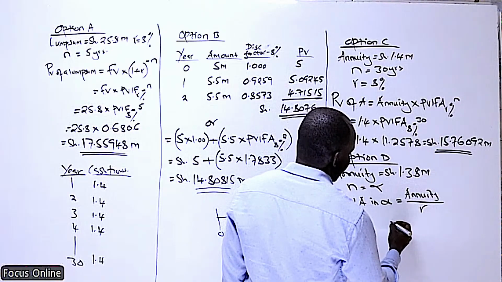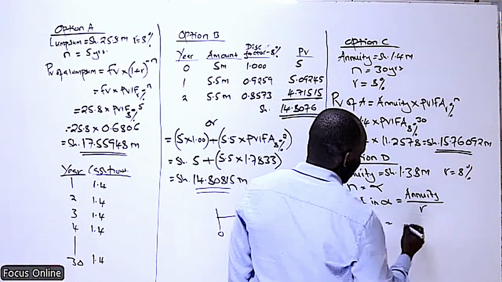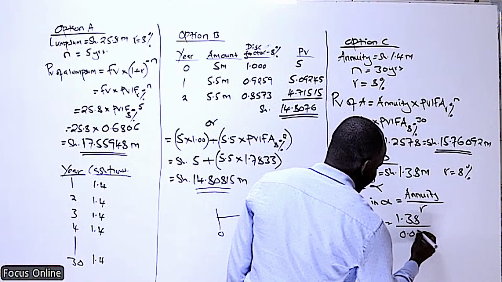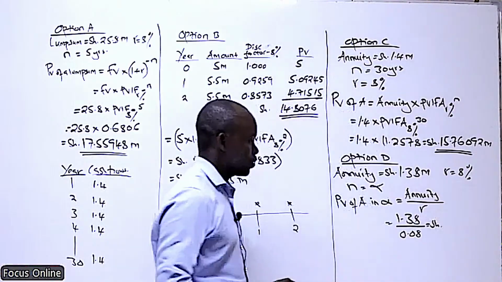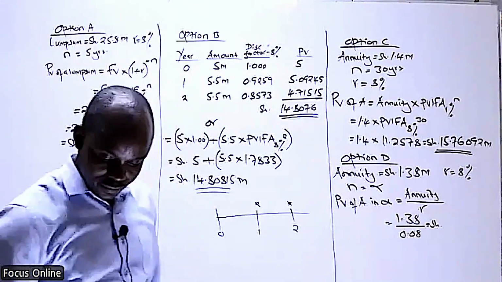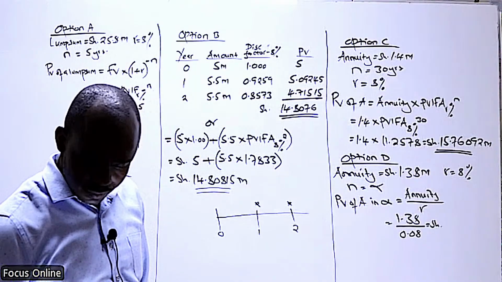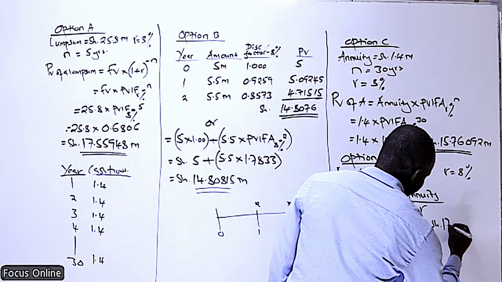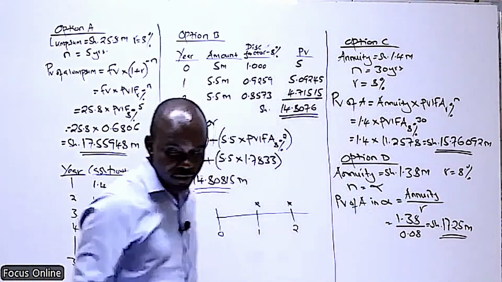So our R is 8%. So 1.38, you divide by 0.08. So how much are you getting? $17.25 million.